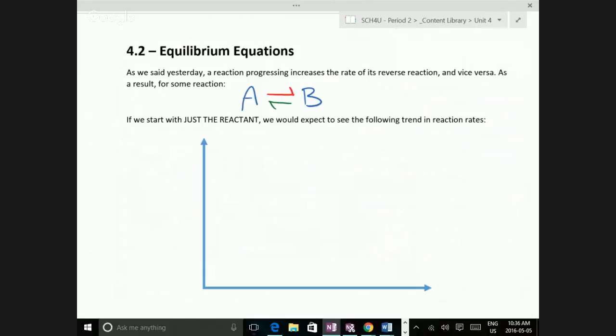Now, if I started just with A, which of those two reactions is the only one that can happen? A to B, right? If all I have is A, it can only go in one direction. As that reaction begins happening, will it get faster or slower? It's going to get slower. It has to get slower because it's decreasing the concentration of A as it goes, right? So reaction A is going to start going as fast as it possibly can, and over time it's going to slow down. And eventually, we said it's going to reach a steady state.